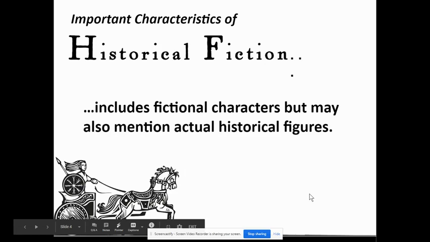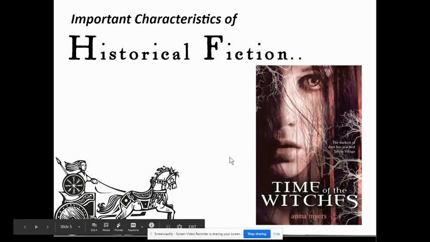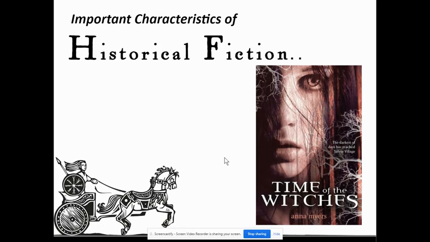Next, number 2, it includes fictional characters, but may also mention actual historical figures. So, for example, Time of the Witches is about the Salem witch trials. This time period was very, very well documented, all the things that happened. People were accusing other people of being witches, and lots of people were put on trial and so forth.